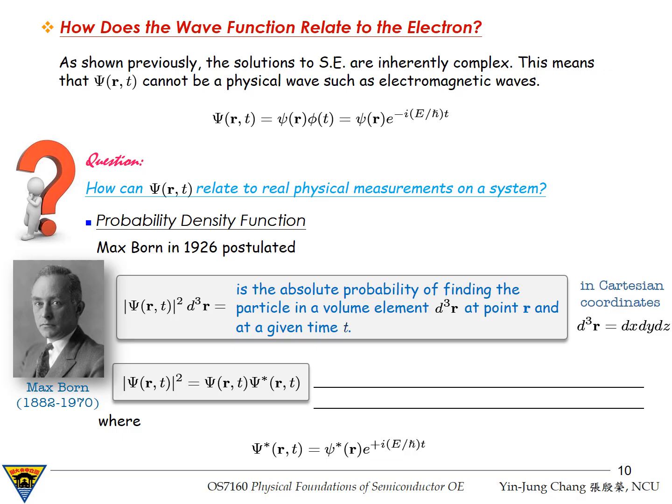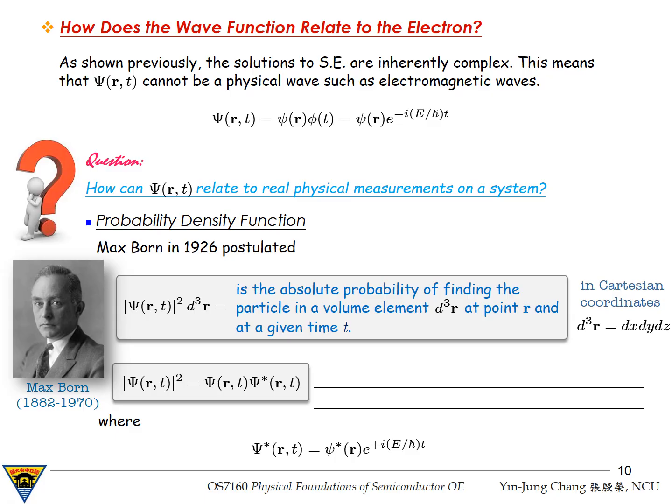The answer was proposed by Max Born in 1926, and this interpretation is now one of the cornerstones of quantum mechanics. Born postulated that the square of the absolute magnitude of the wave function times the volume element d cubed r gives the absolute probability of finding the particle in the volume element d cubed r at position r and at a given time t.